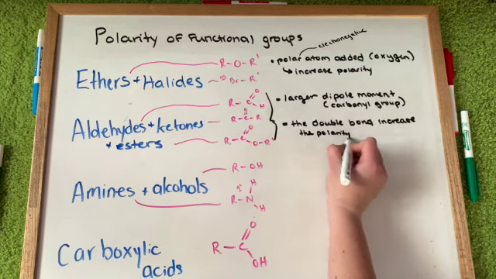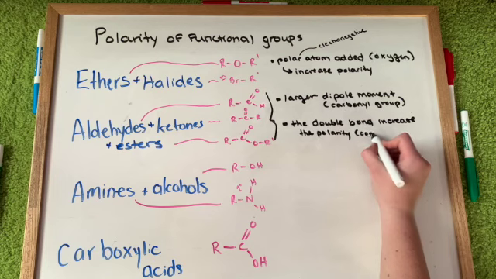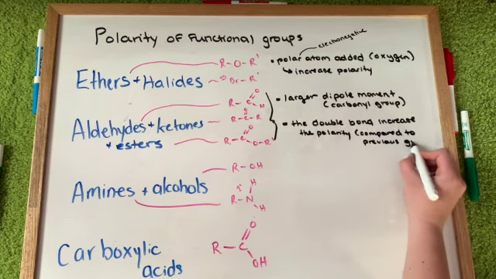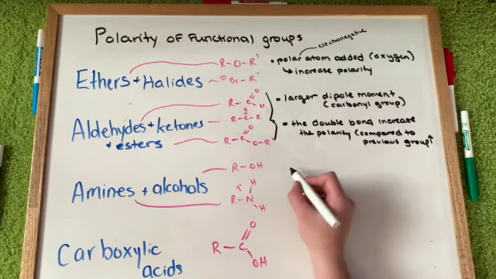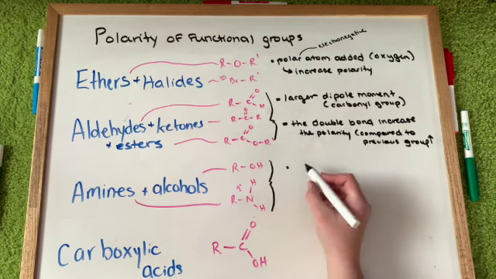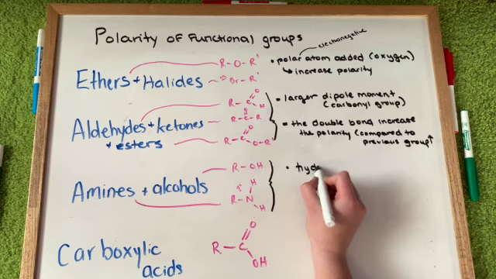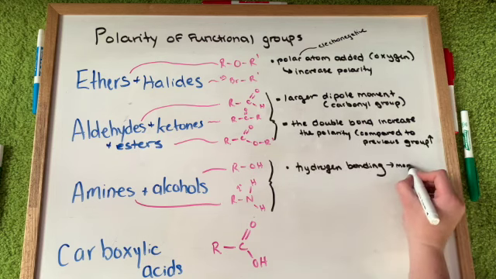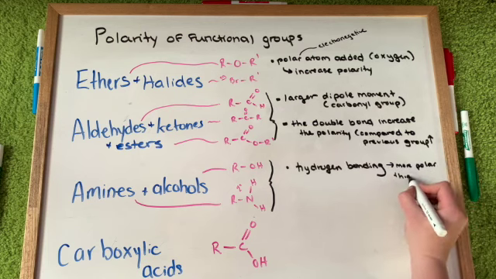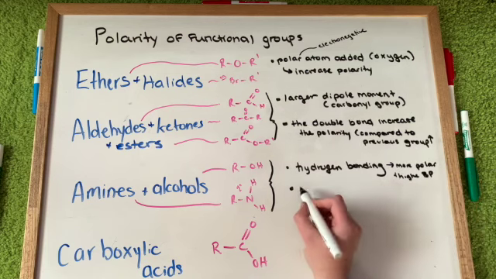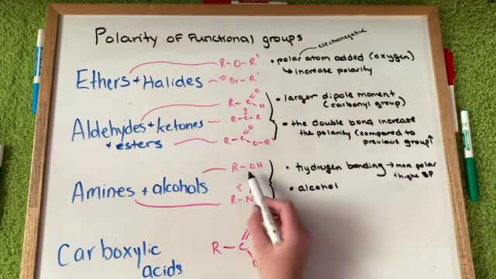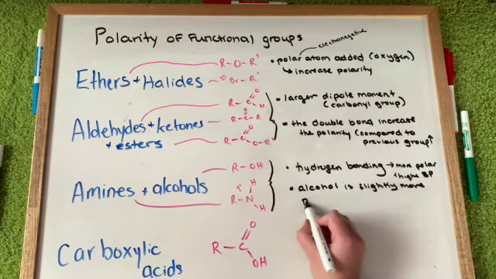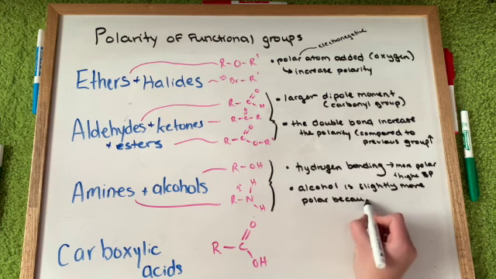Also, the double bond increases the polarity compared to the above molecules. Again, the p orbital is larger, which increases the polarity. So next we have amines and alcohols, and in these functional groups there's hydrogen bonding present, which makes the molecule more polar because of the added electronegative atom. And the thing is, alcohol is slightly more polar than the amine because oxygen is more electronegative than nitrogen.